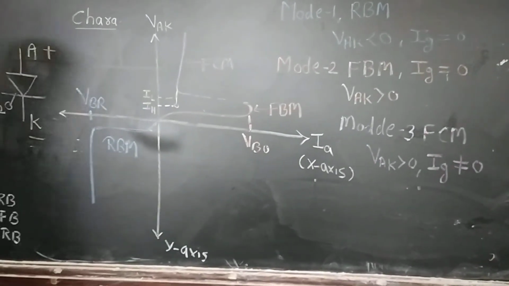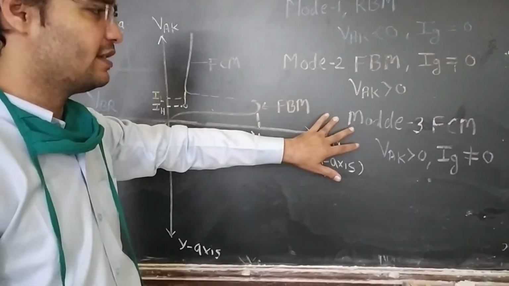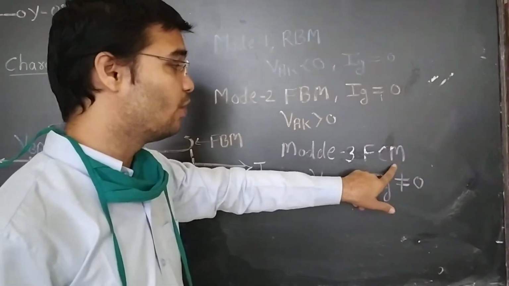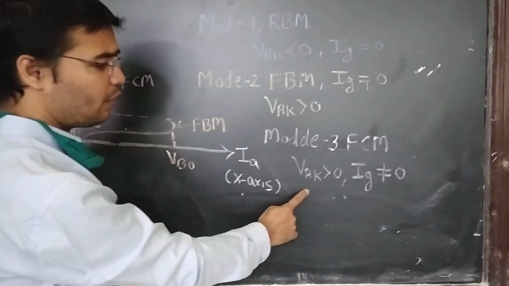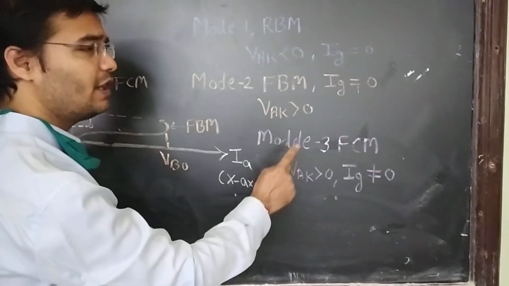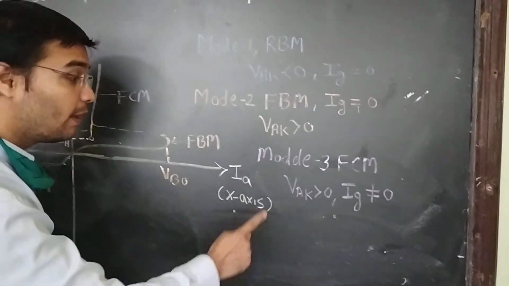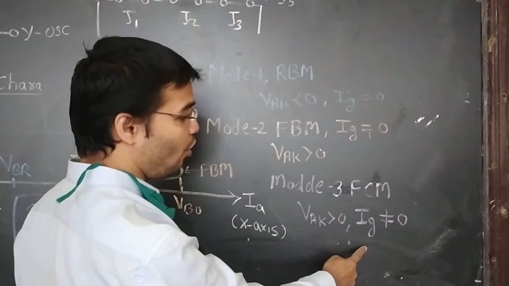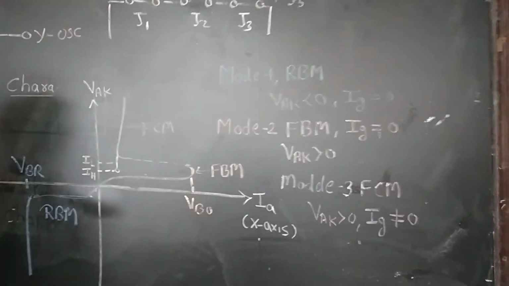Now, after understanding mode 2 operation, we will discuss mode 3 operation, which is called the forward conduction mode operation. Same thing: the anode to cathode voltage is greater than 0, meaning the anode is positive and the cathode is negative. But here one change happens compared to mode 2 operation. The gate current is no longer 0; here we are providing the gate current.